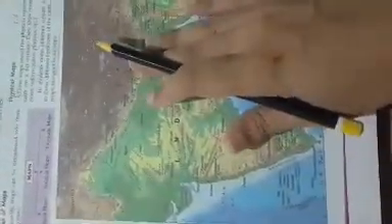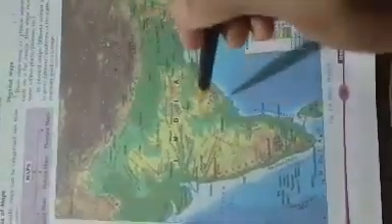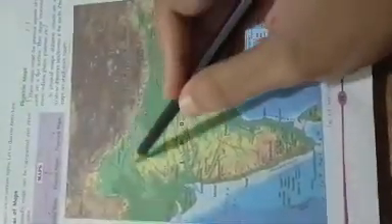How can we know that the physical features have been represented? We can know it by the colors that are used. Various colors have been used all over this map. Brown has been used for mountains, green for plains. You can see blue thread-like structures; they are the rivers, the water bodies. Here also water bodies are represented in blue. So these are the various colors used to represent various physical features of the earth.